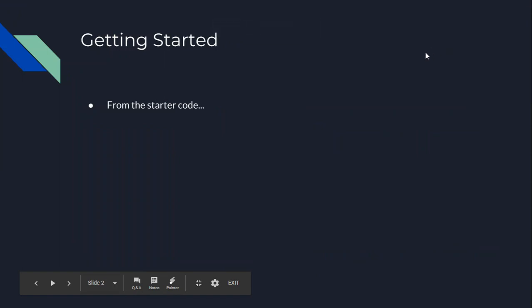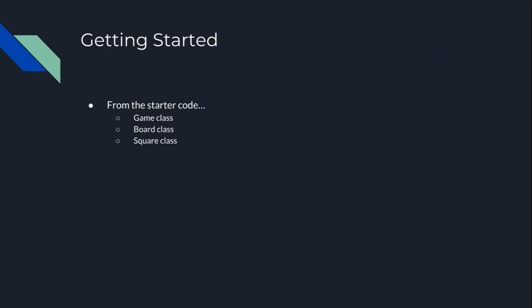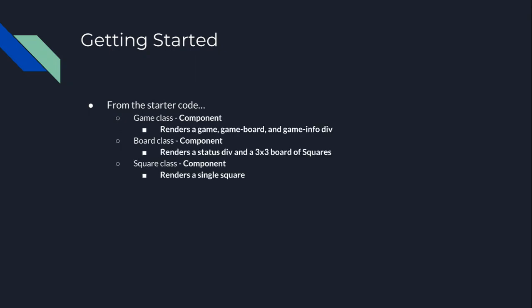So first, getting started. From the starter code that was provided, you have 3 classes, which is the game class, board class, and square class. These are called components, and each component will perform various actions. The game class renders the game board and the game info div. The board class renders the status div and the 3x3 board of squares. And the square class will render each individual square.